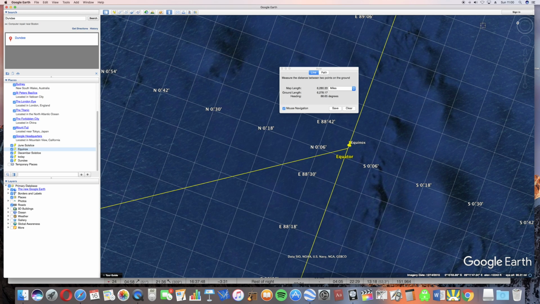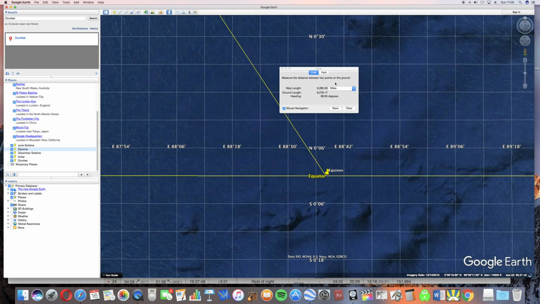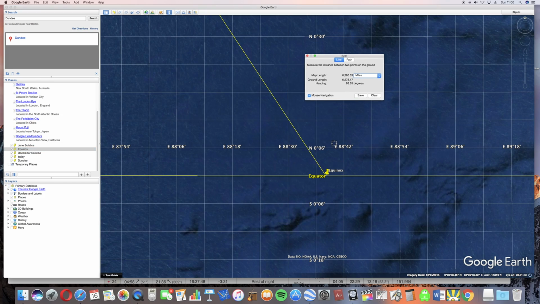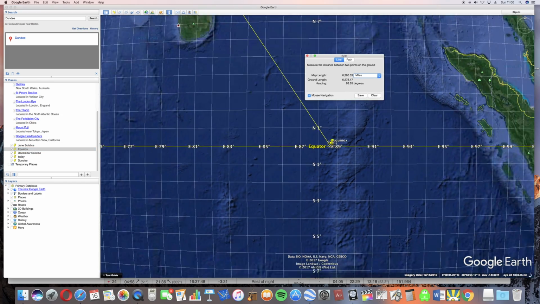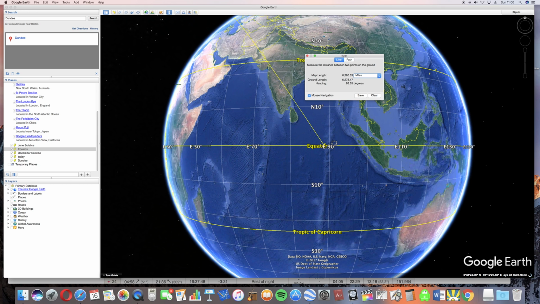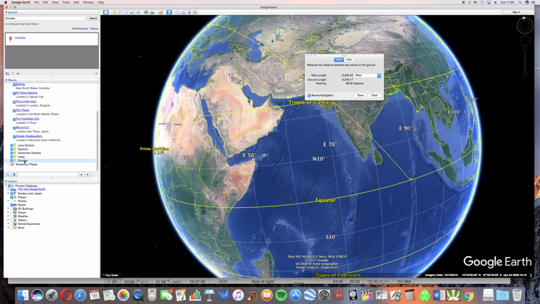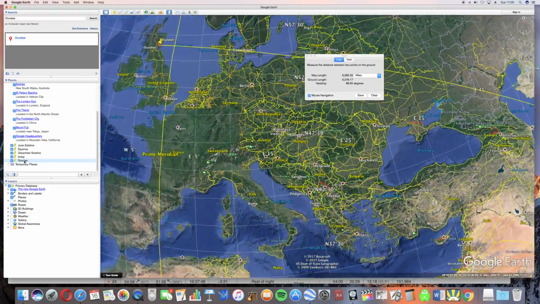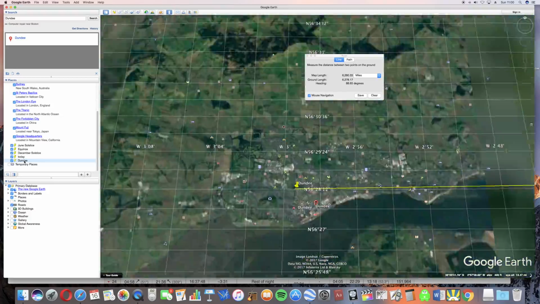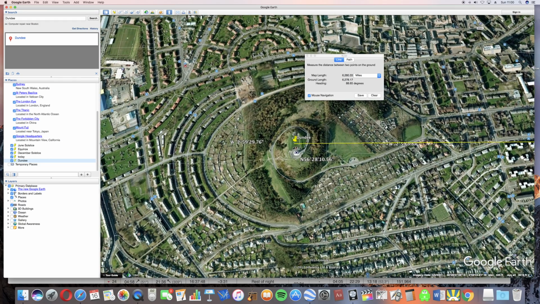So you can see that's the equator. You can see that's 6,280 miles from my location. So I'll pull out a little bit so you can see where that is. So that's where the sun would be when I was just starting to see it. So let's go back to Dundee on the equinox, that is. And you can see it's roughly due east.